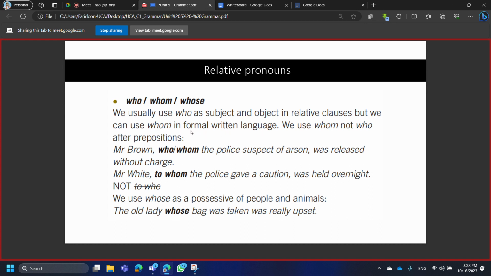It's also written here, but be very careful, guys, that whom is only for the object. In formal written language, even if you're talking about the subject, whom is not okay to use.